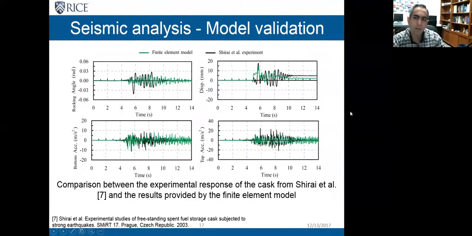Before running the model for probabilistic analyses, we needed to validate that against experimental results. There's a study in the literature performed by NHERI et al. They studied a scale cask on a 2D shake table test and reported rocking angle, displacement, and acceleration at bottom and top of the cask in one of their tests. And this is how my finite element results are compared with the experimental results.